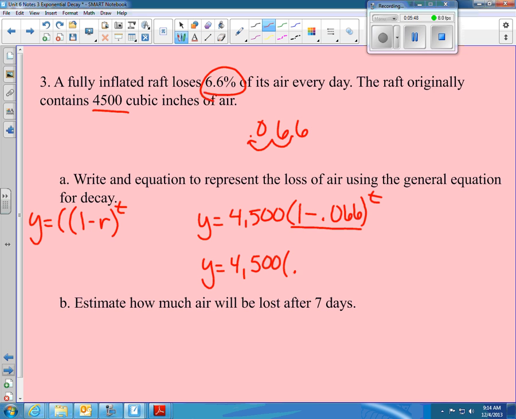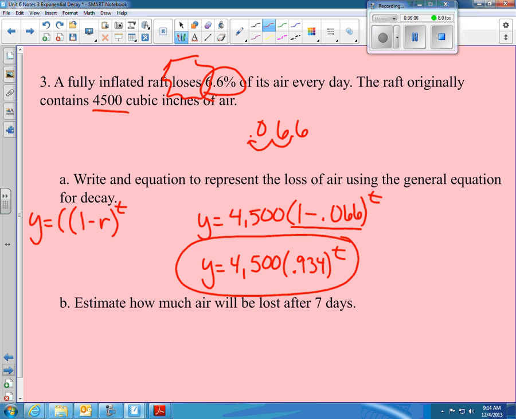Simplify by subtracting inside the parentheses, and we get 4,500 times 0.934 to the t power. There is our expression. We knew that this was decay because of the word loses. Anything that tells you something is decaying, decreasing, or losing is a decay problem.